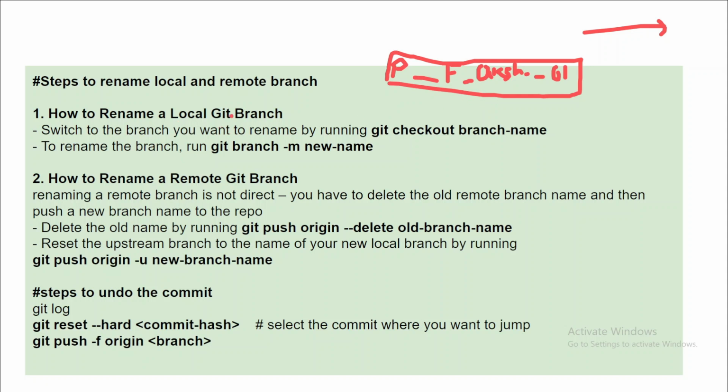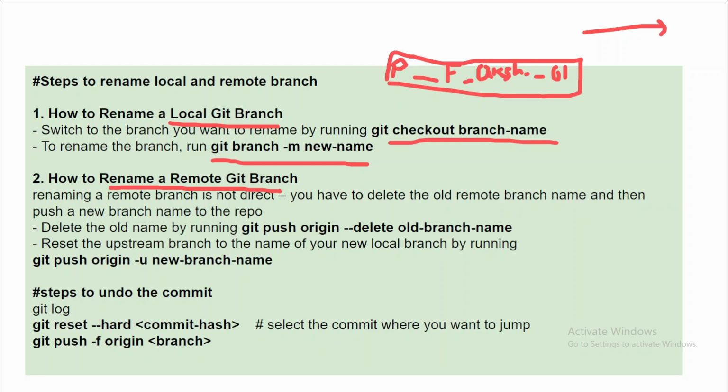To rename a local Git branch, you first need to check out your working branch, that is git checkout branch name. And when you want to rename it, do git branch minus m and the new name. Now let's say you want to rename the remote git branch. As of now, we are dealing with a local git branch. Let's say there are many branches in the repository and you need to rename one. How can you do that?